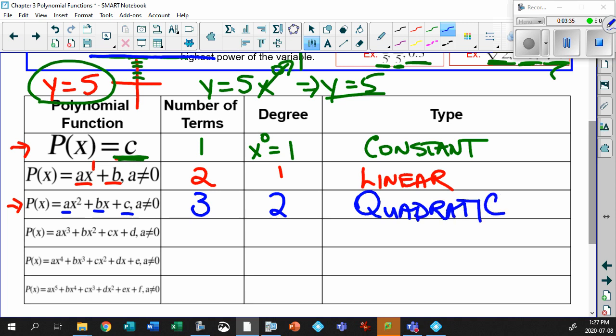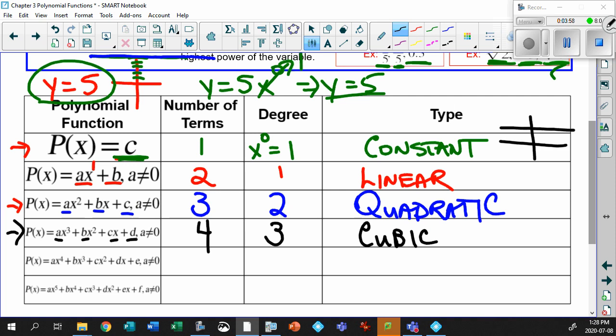Let's keep on going. Look at this one. Number of terms: 1, 2, 3, 4. Degree, highest power, that's 3. What type? This is a cubic function. Why do we have to learn all of these? Remember, constant is a straight line like that. Linear could be some kind of line going that way. Quadratic is U-shaped. And when you find out that this is a cubic function, that's going to have a specific shape.